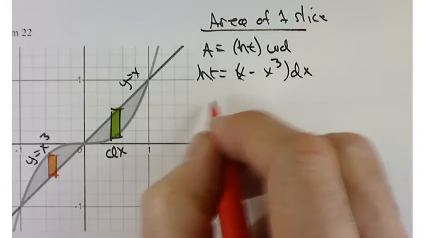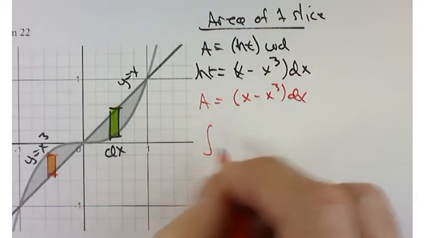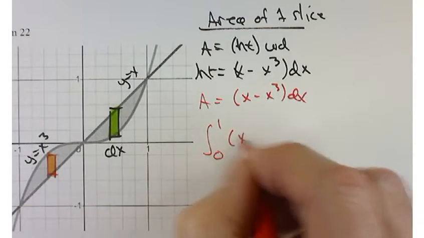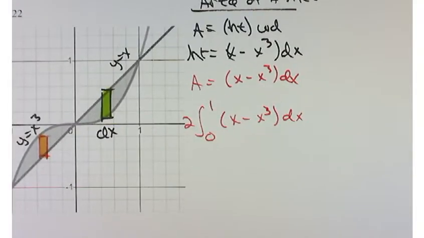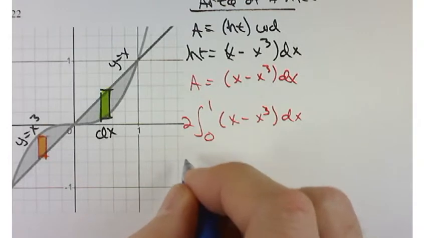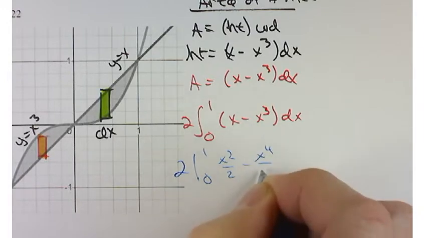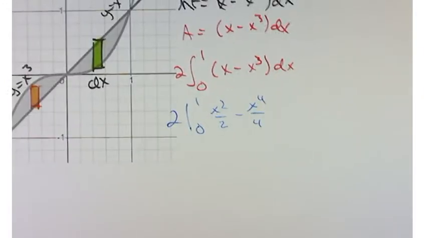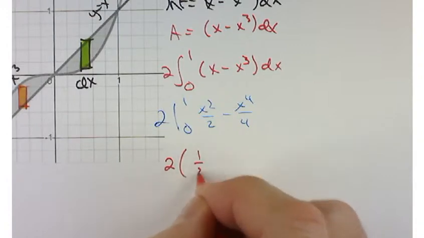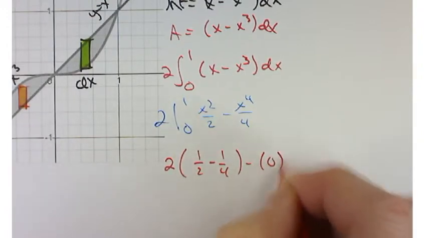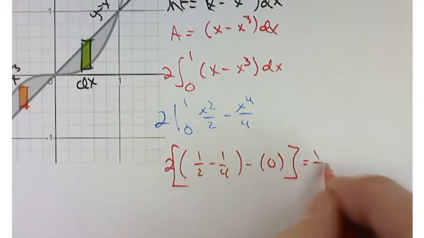So the area is going to be x minus x cubed times dx. We want to integrate that between 0 and 1, x minus x cubed dx, and then we're going to double that result. So that's going to be twice the integral from 0 to 1 of x squared over 2 minus x to the 4th over 4. So 2 times 1 half minus 1 fourth minus 0 is going to be 1 half. Okay.